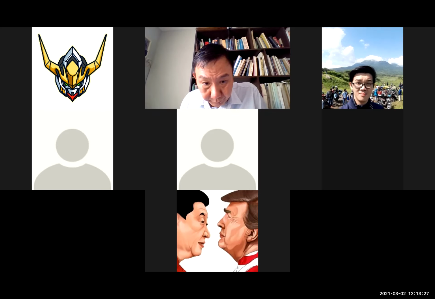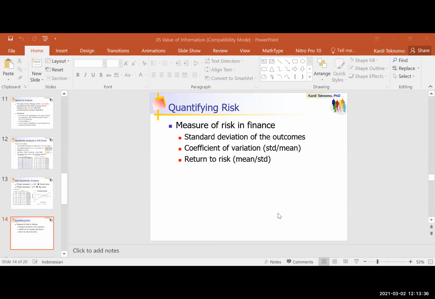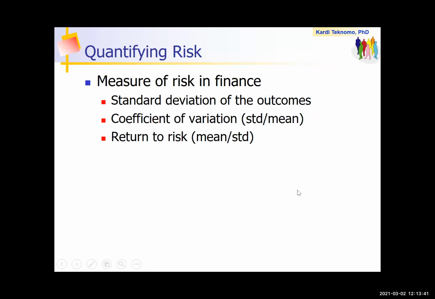Risk. If you want to quantify risk, the question is how. In finance, we quantify risk by what is called standard deviation. So if you have data and you say, oh, I have a risk, how do you calculate the risk? Usually risk is computed in terms of standard deviation.